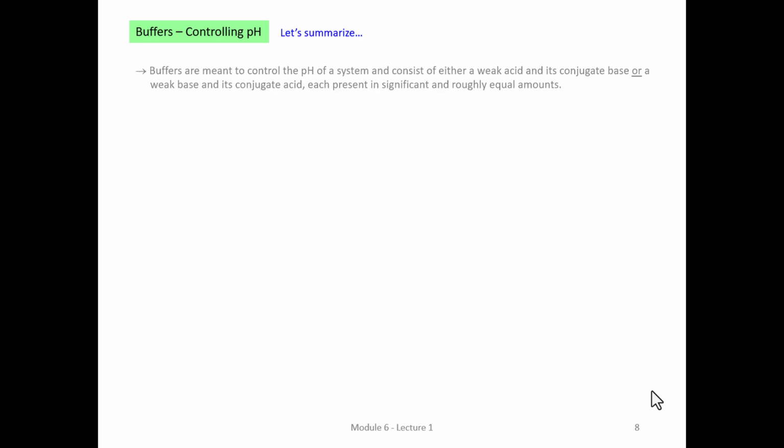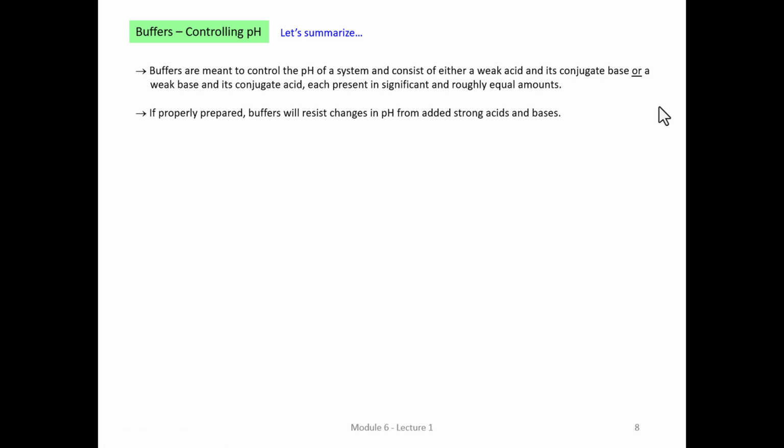Okay, last slide here. Let's summarize. Buffers are meant to control the pH of a system and consist of either a weak acid and its conjugate base, or a weak base and its conjugate acid, each present in significant and roughly equal amounts. Now, if properly prepared, buffers will resist changes in pH from added strong acids and bases. Again, as I noted earlier, it doesn't mean the pH won't change, it's just that it won't change very much.